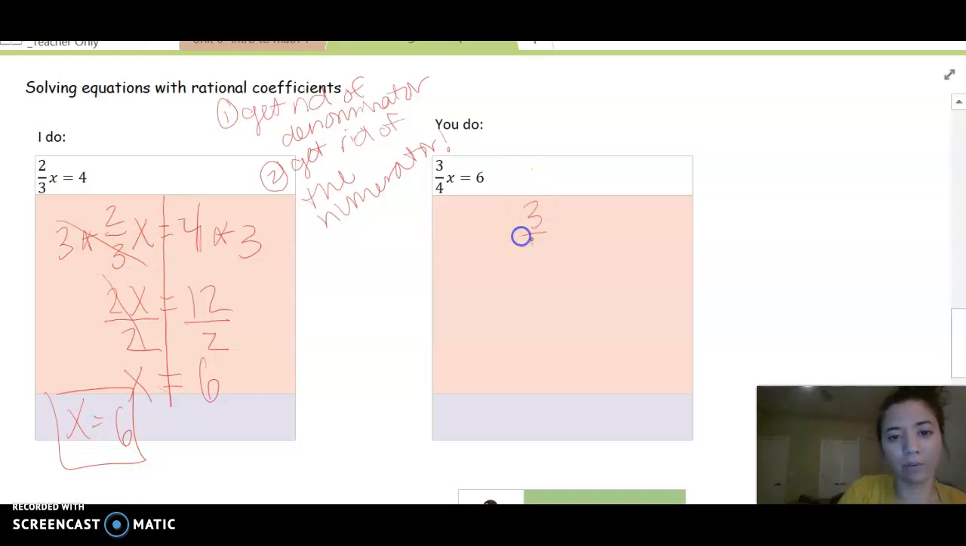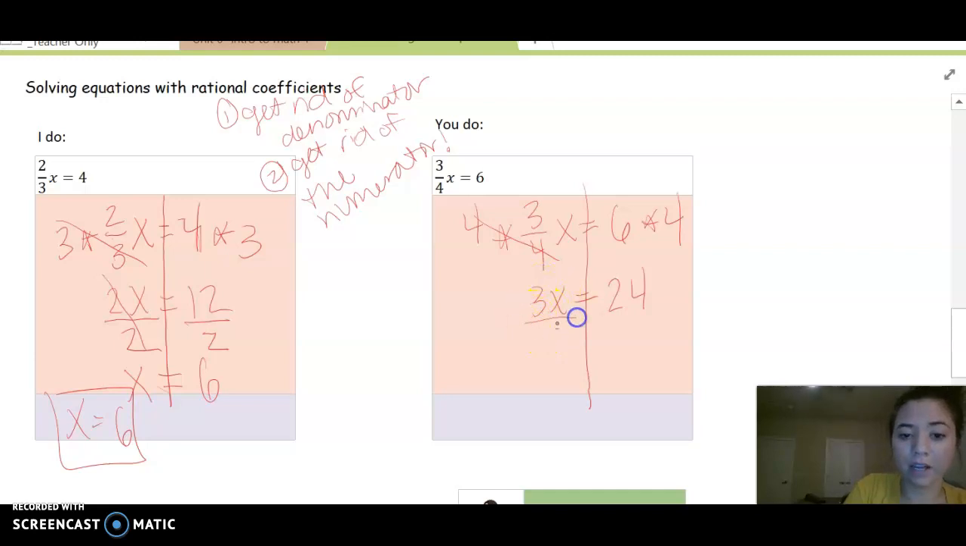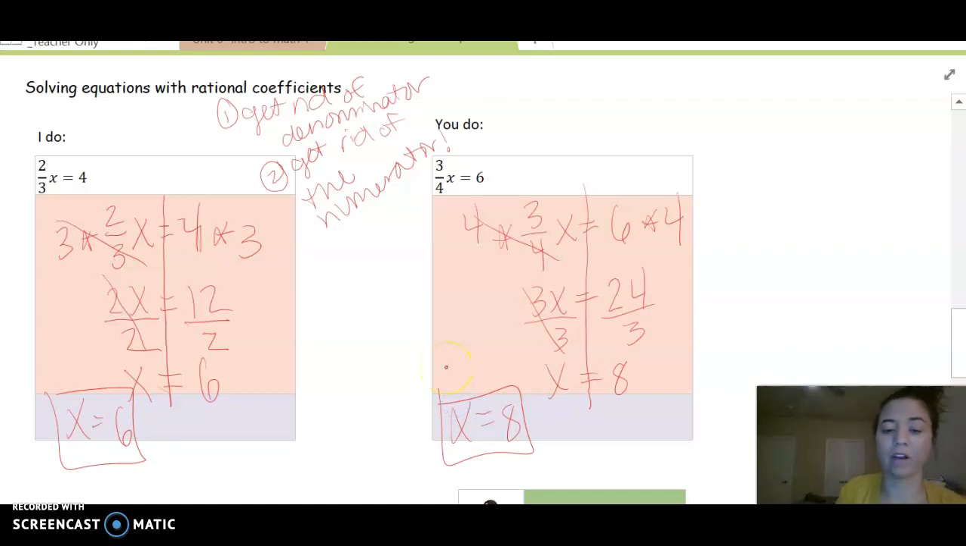Okay, so we had 3 over 4 x equals 6. Part the red C. All right, so we multiply by the bottom, which is 4. What I do to one side, I do to the other. 6 times 4 is 24. And now I have 3 times x. To get rid of times, I divide. 24 divided by 3 is 8. All right, check your work.